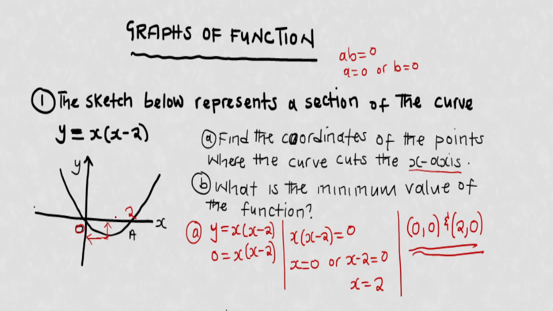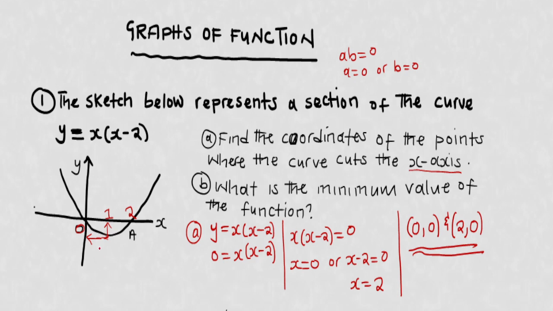So 0 plus 2 divided by 2 is 1. So this simply means the x coordinate for this one is 1. It will always be half. What is in between 0 and 2 is 1. So that will be the x coordinate of that.